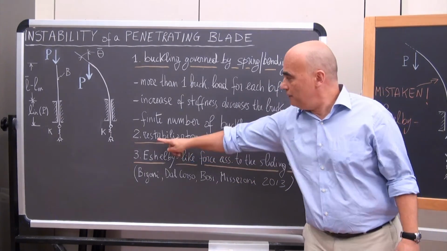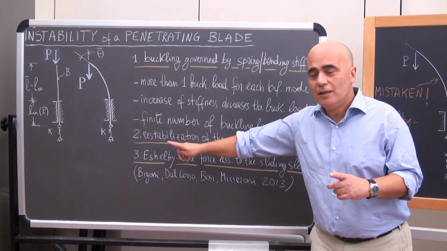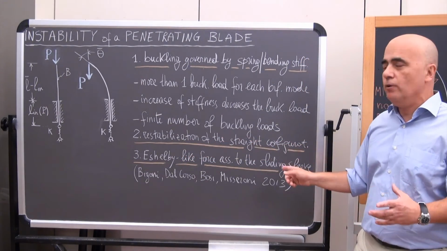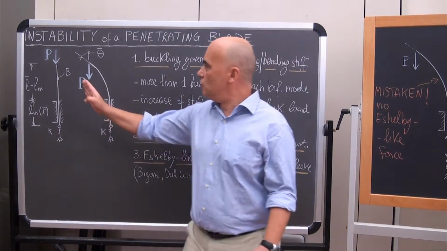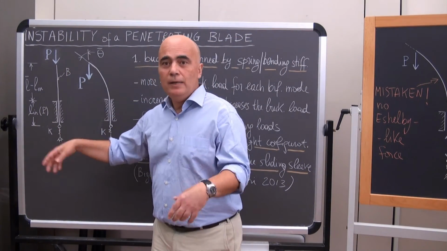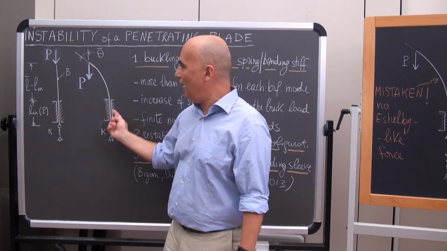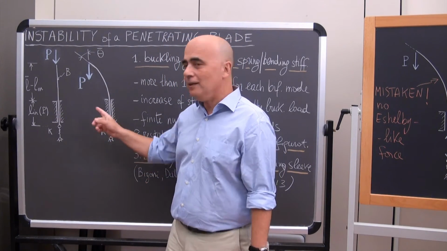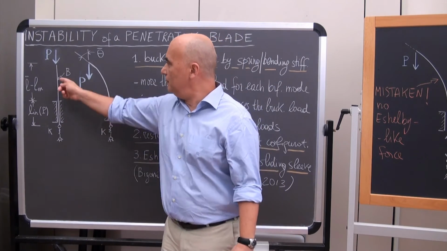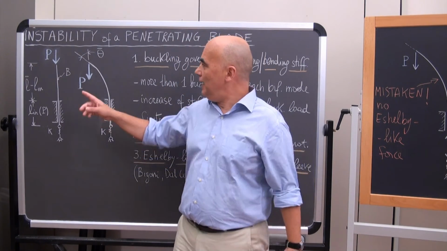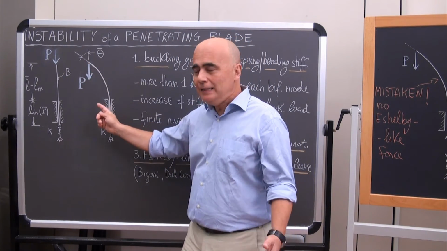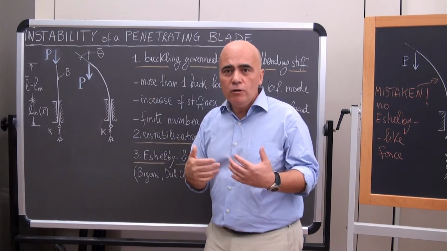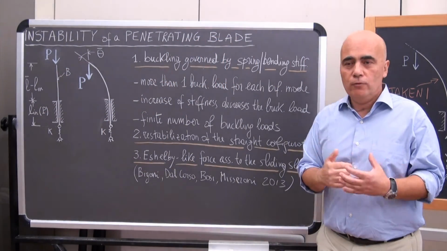Moreover, another important feature, number 2, is the restabilization of the straight configuration. I mean, initially, this straight configuration is stable. If I increase loading and I have buckling, this configuration becomes unstable. But for certain stiffnesses of the spring and beam, we can observe that after this buckling, the straight configuration returns to be a stable configuration.